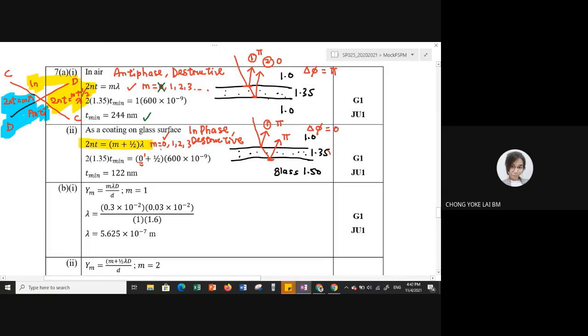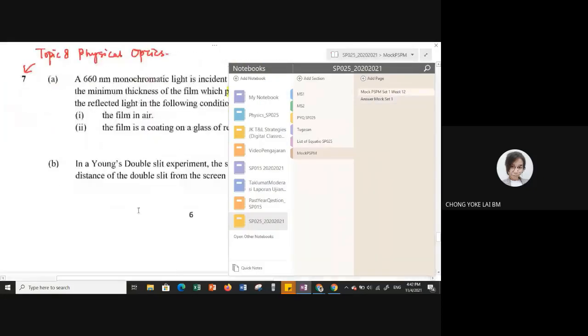So minimum thickness kita pilih kosong. Kita ganti kosong. Okay, so we get our minimum thickness is 122 nanometer. Okay, so we have 4 marks dekat situ. Done with the thin film. Then we move on. Question B.